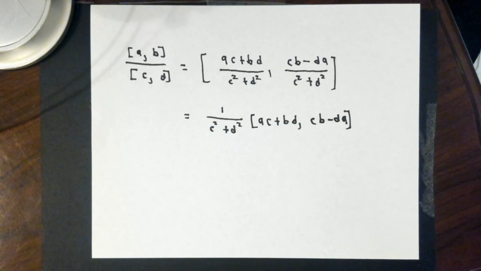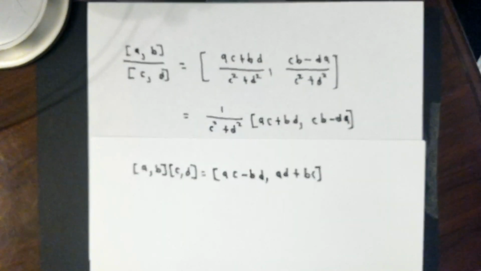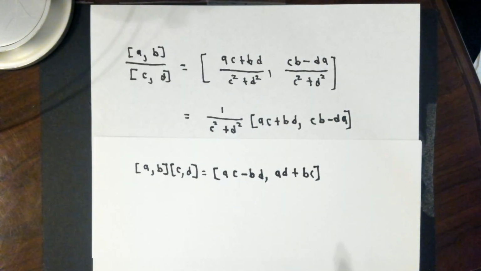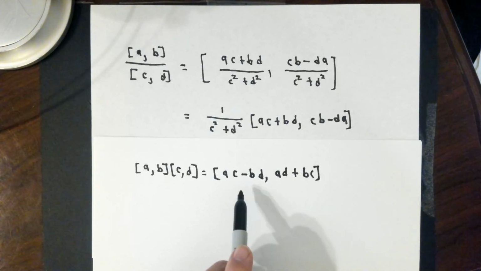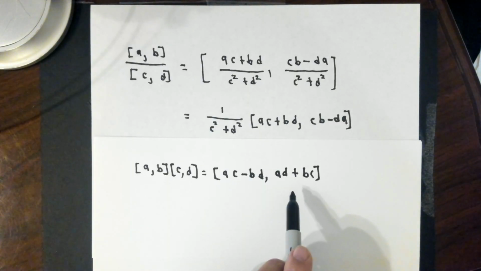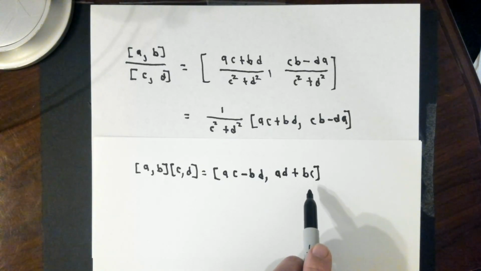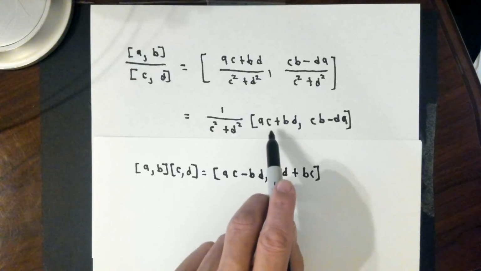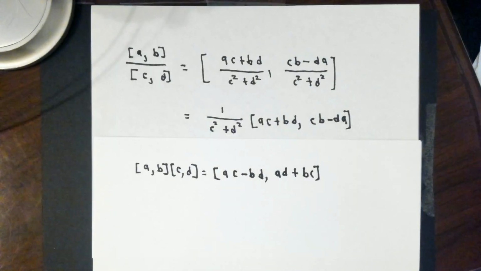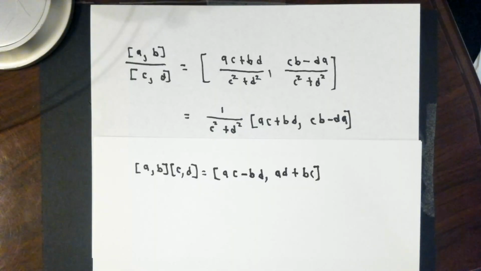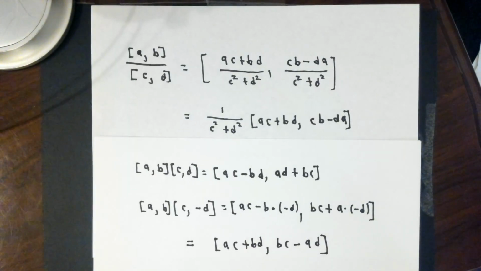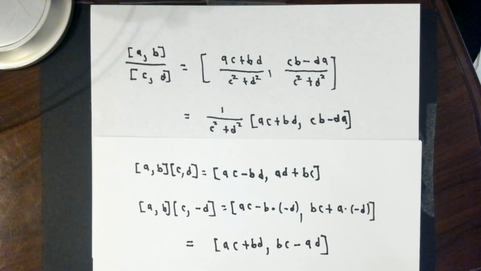Let me remind you of something. If I look at A, B, C, D, the numbers in the two positions are AC minus BD and AD plus BC. These are almost those numbers, except every term that has a D in it has had its sign reversed. Let's think about that. What if I multiply AB by not CD, but C comma negative D? I've flipped the sign on the number in the second slot.